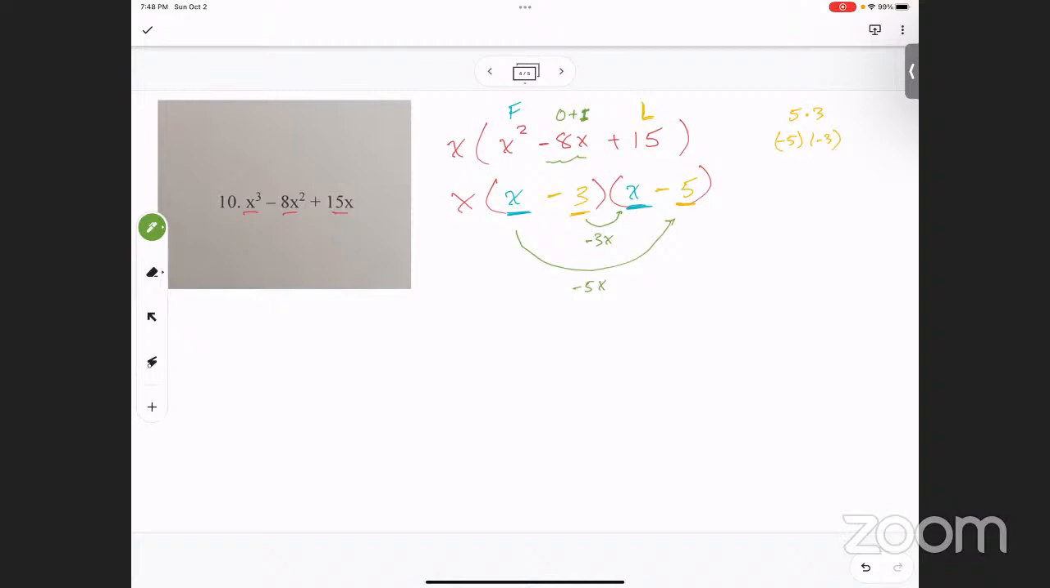So what you're doing is you're unfoiling it. And there's a little riddle you can use. When there's a 1 in front here, the riddle that I say is: what multiplies to 15 and adds to negative 8? So the answer is negative 5 and negative 3. And so that's your answer.